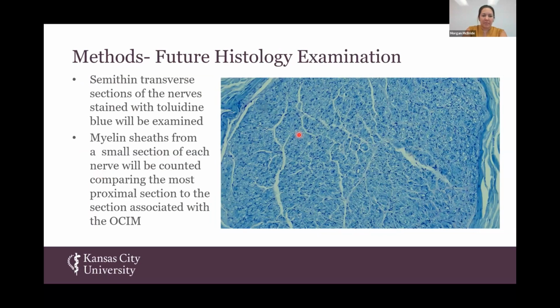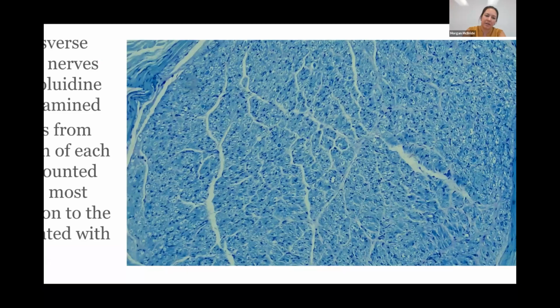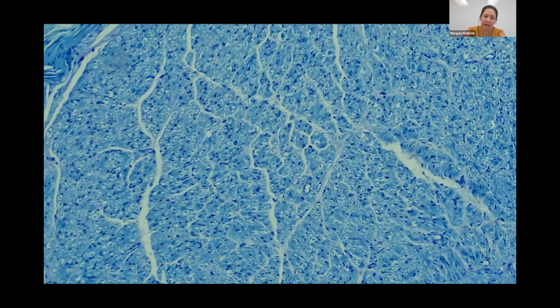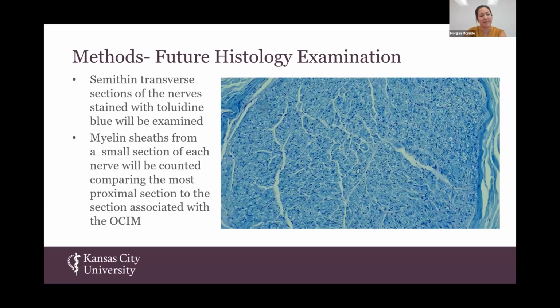And this is what we ended up with. I did send off one sample just to make sure it would work and come out okay. So we had a semi-thin transverse section of the nerve done, stained with toluidine blue. And this is what that looks like. What we're going to do is look at all these myelin sheaths, count them and measure them in certain sections, and compare the most proximal portion with the portion with the muscle. That should be interesting to find out here in a couple weeks.